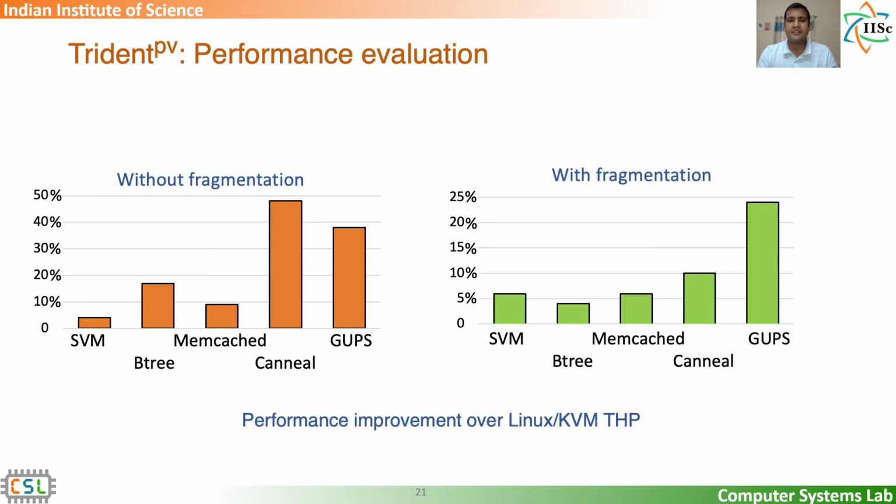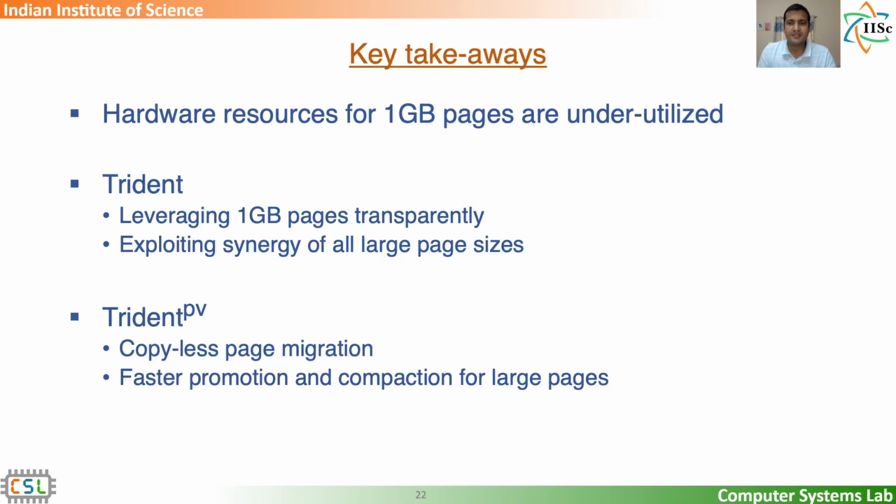Finally, we evaluate Tridentpv in both fragmented and non-fragmented settings under virtualization. The results show that Tridentpv comfortably beats our baseline THP system in terms of performance. In a non-fragmented system, it improves performance by as much as 47% for Kernel. Under fragmentation, the improvement is as high as 24% for GUPS. That completes our discussion of Trident.